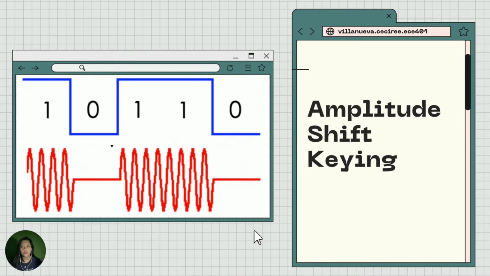The difference between the amplitudes when the values of the bits are 1 and 0 should be very visible in order to decode or demodulate the signal properly. The demodulated signal should also be the same as the discrete signal to ensure the success of data transmission.